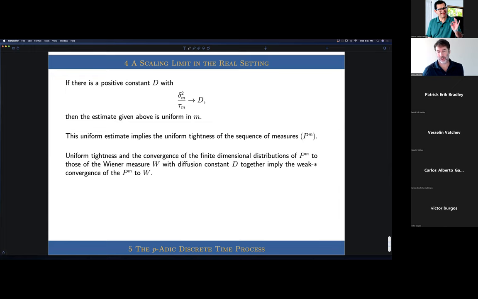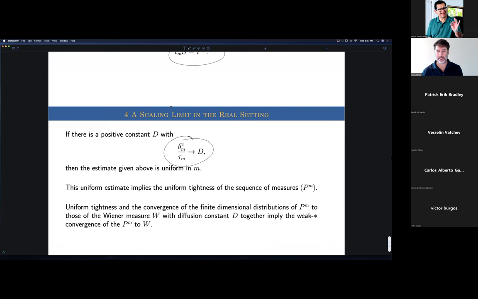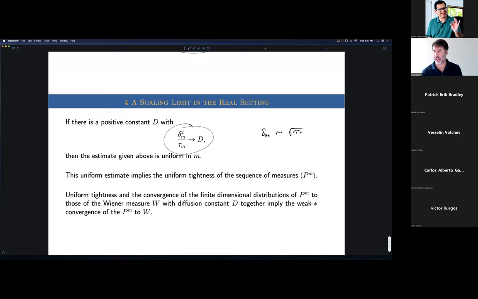So you notice that this delta M squared over tau M is the usual relationship between the scaling of distance and time in Brownian motion. And that's why, of course, things diffuse at small distances very quickly, but at large distances very slowly. Because delta M goes like the square root of tau M. So it moves a lot with small time changes, and moves very little with large time changes.